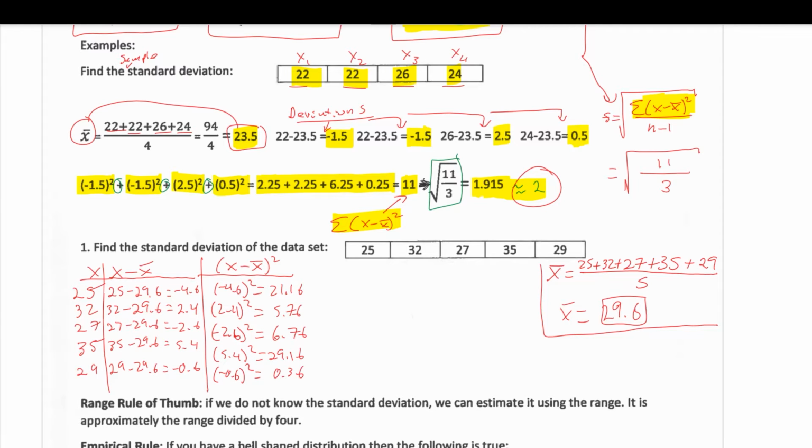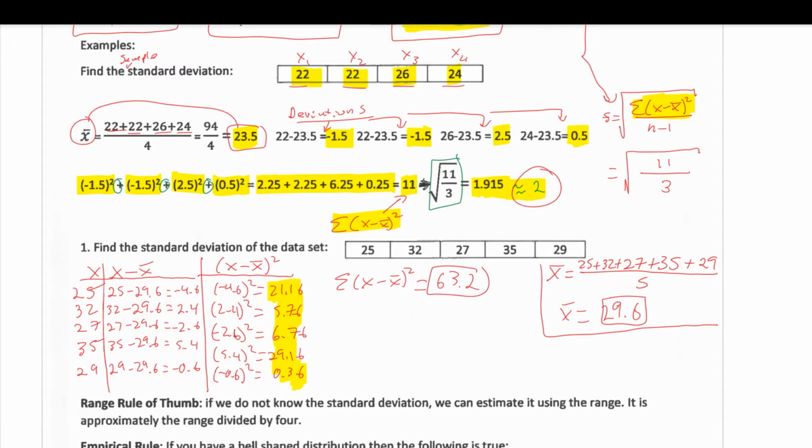Okay, so of course once you square everything, you should always end up getting a positive number. Now finally we have all the squared deviations. What we're going to do is sum all of this. So the sum of the squared deviations is just the sum of these highlighted numbers. If you go ahead and do that, you get 63.2. Okay, so that's what we have so far.